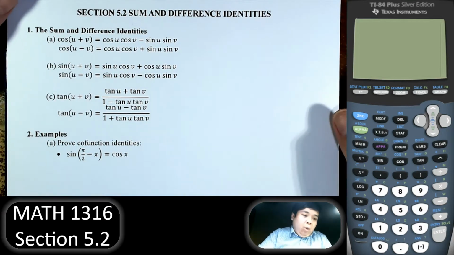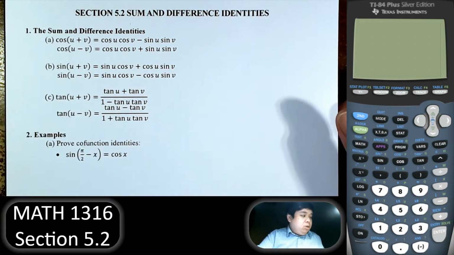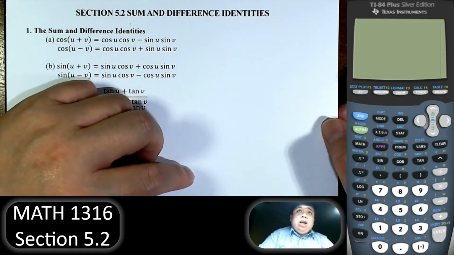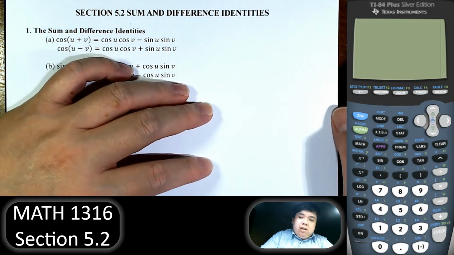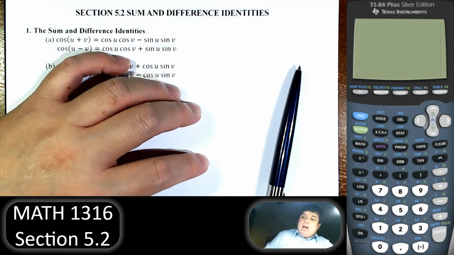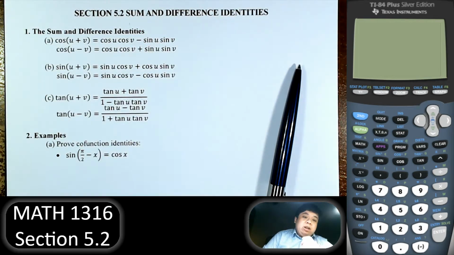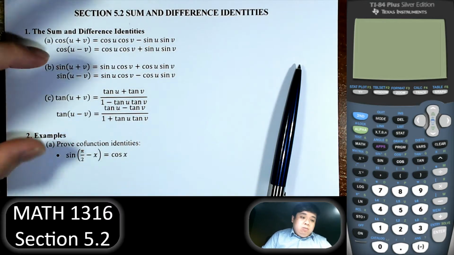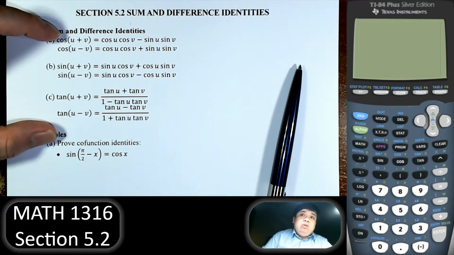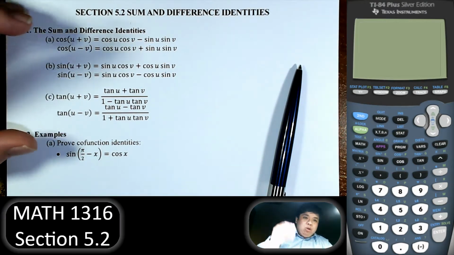Hi everybody, welcome to another video in Trigonometry, section 5.2, Sum and Difference Identities. So as far as trigonometry identities go, this is the most difficult to prove. In fact, I'm going to skip the proof.